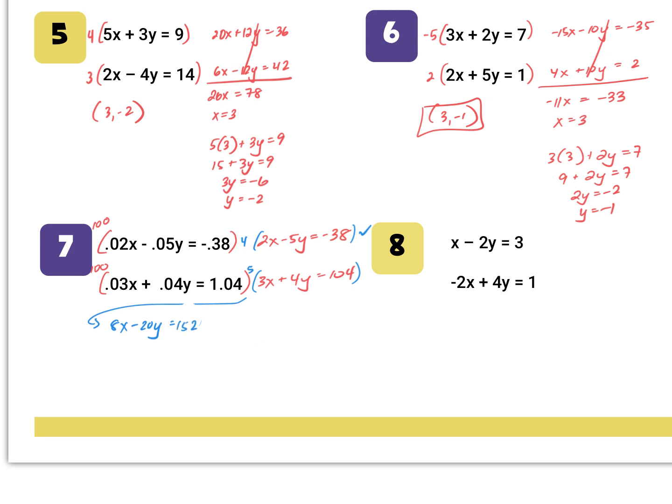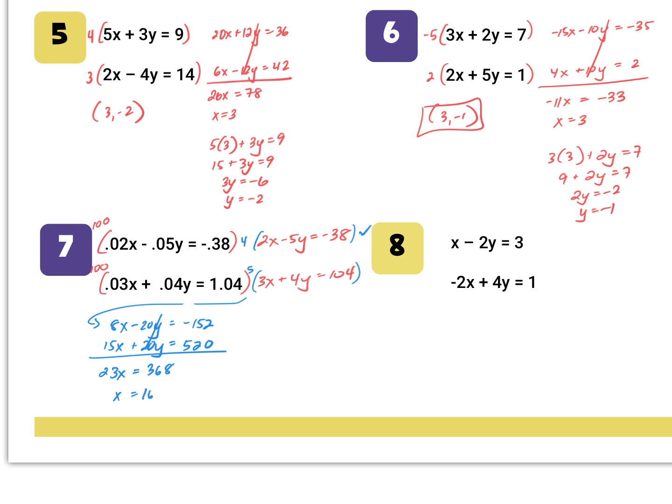Okay, so that's that one. And it's going to be negative. Let me fix that. It's going to be negative 152. When I do the bottom one, I'm going to get 15x plus 20y equals 520. When I add my columns, I'm going to get 23x equals, and I'm going to do 520 minus 152, which equals 368. And when I divide 368 by 23, I'm going to get x is 16.